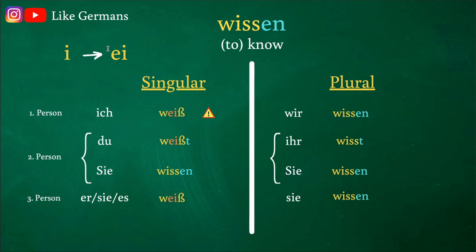Alright. Now we have a verb that is a little bit more irregular, which is wissen, to know. So in this case, we also have the vowel change at the first person singular, at the ich, but this is an exception, okay? So, ich weiß. Du weißt. Er, sie, es weiß. Wir wissen. Ihr wisst. Sie wissen.